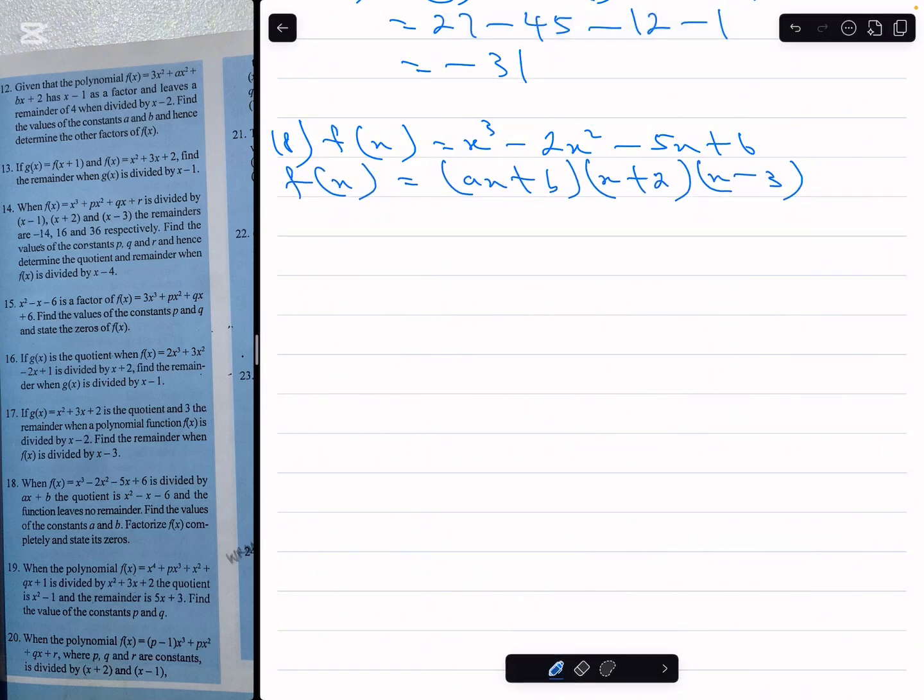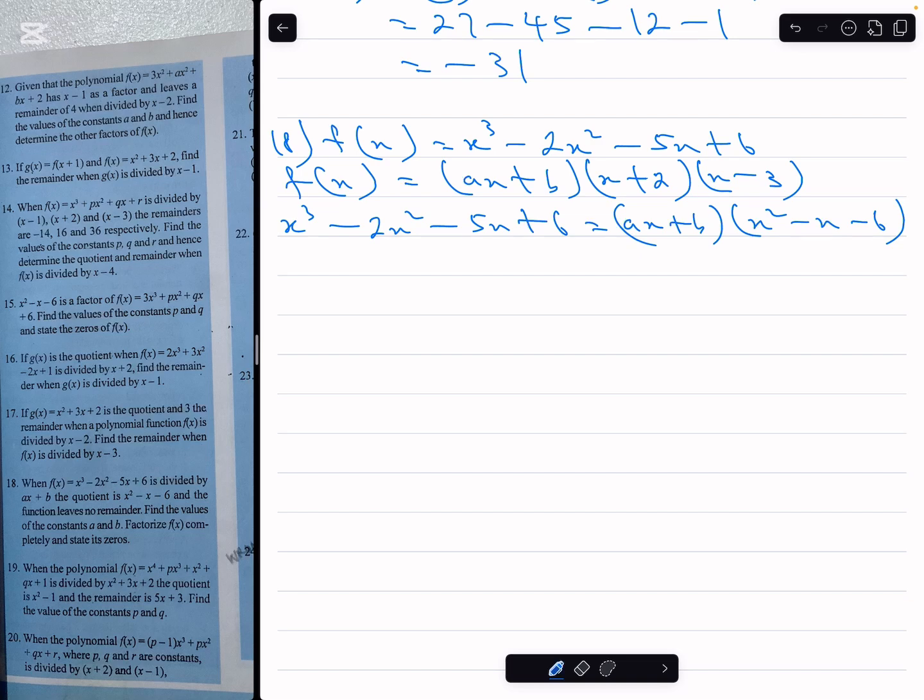That means f of x is equal to the product ax plus b times x plus 2 times x minus 3. And now, what is the f of x? F of x is x cubed minus 2x squared minus 5x plus 6. That means it is equal to, let's expand the right hand side. I already know that x plus 2 times x minus 3 is x squared minus x minus 6. So let me do that first. X squared minus x minus 6.